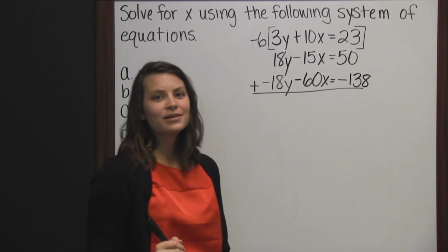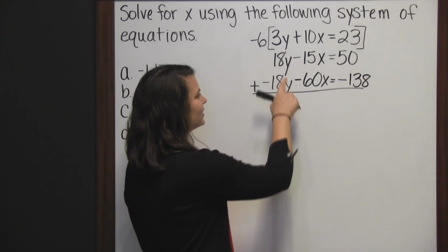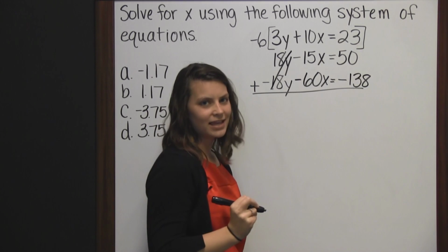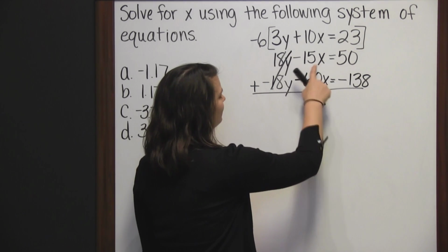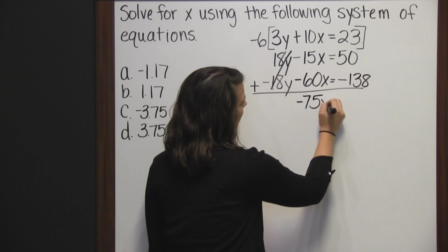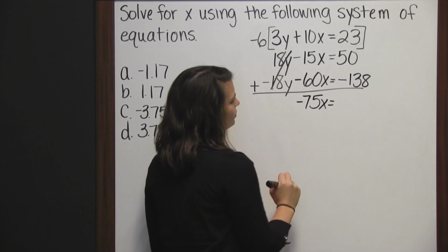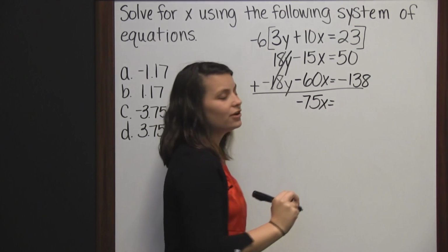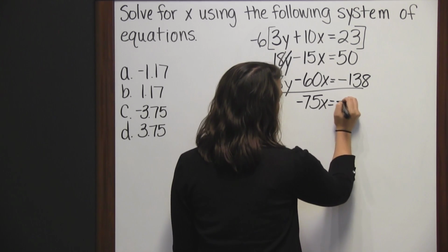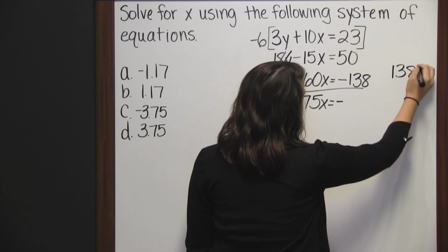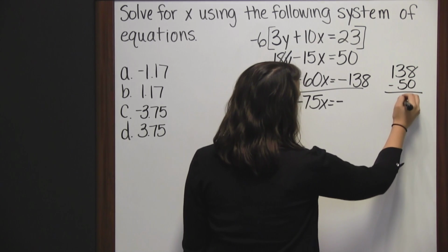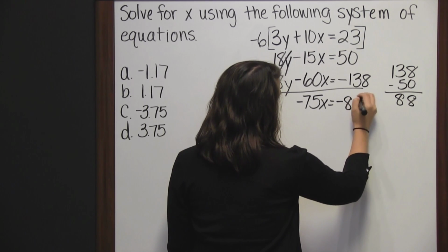And now I need to add my two equations together. 18y and negative 18y is 0. They cancel. Negative 15x and negative 60x is negative 75x. Equals negative 138 and 50. When I add those together, I'm going to get a negative, and I can subtract off to the side here. That's 8, and 13 minus 5 is 8, so negative 88.